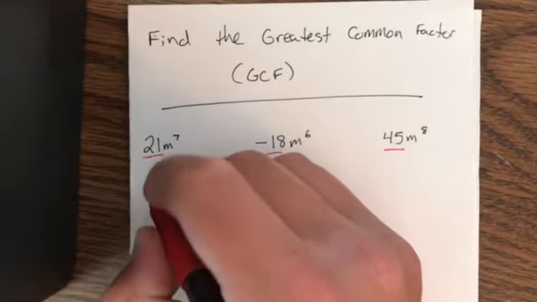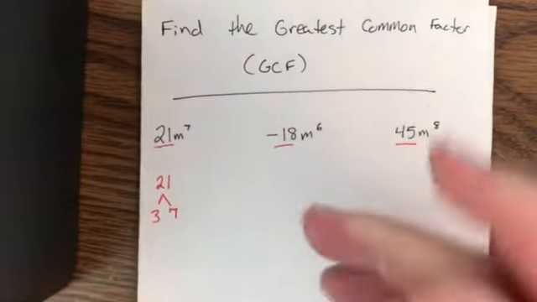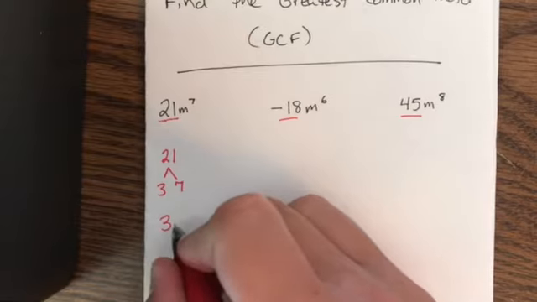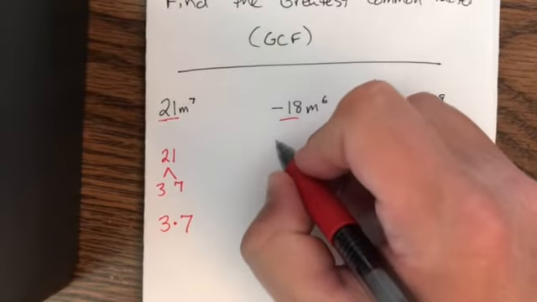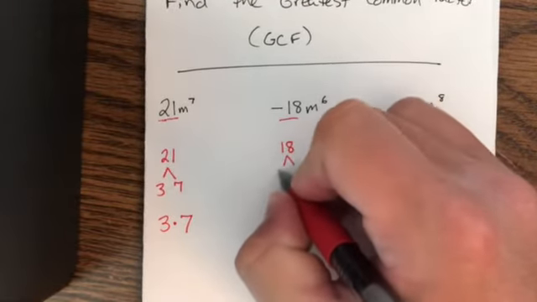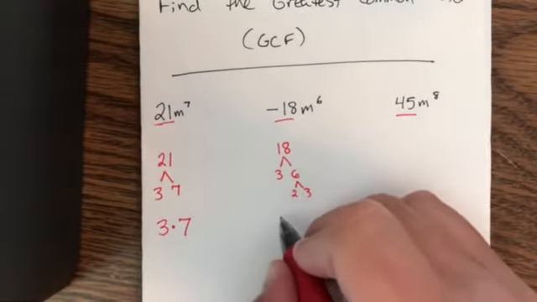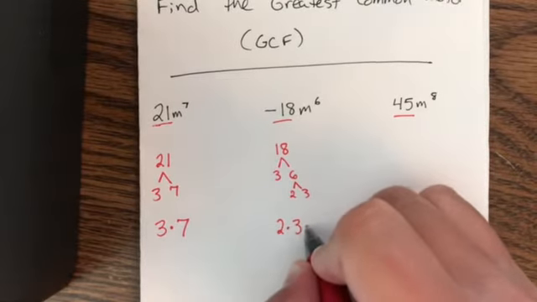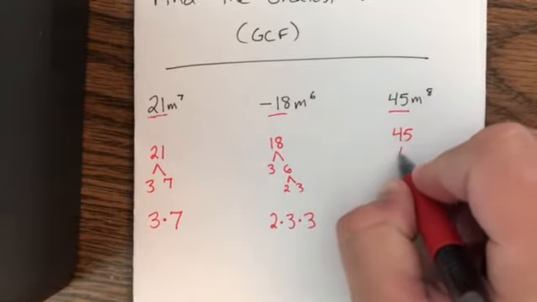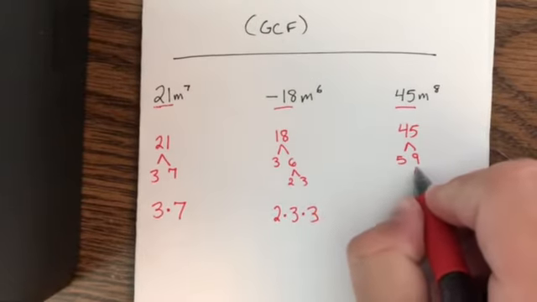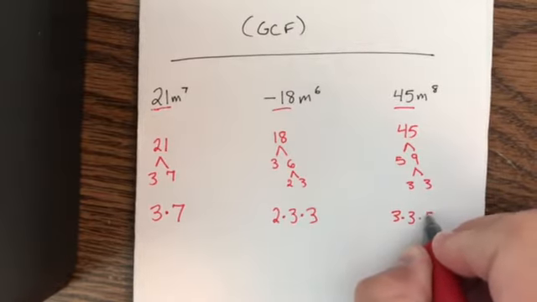So 21, I'm going to go ahead and just make a factor tree for each of these. 3 times 7 is 21, and we would write that in prime factored form as 3 times 7. 18, we would write, well, maybe 3 times 6, but then 6 factors to 2 times 3. So in prime factored form, 2 times 3 times 3. And we'll do the same thing with 45. Maybe we would choose, say, 5 times 9, and then 9 factors to 3 times 3. So we would get 3 times 3 times 5.